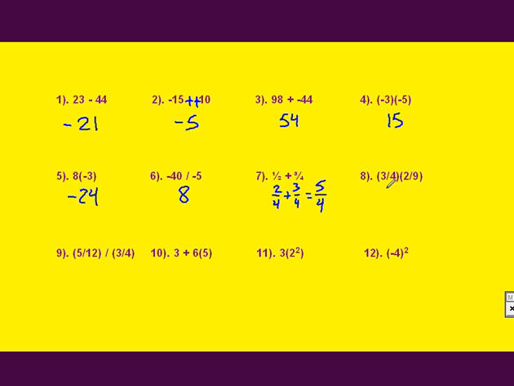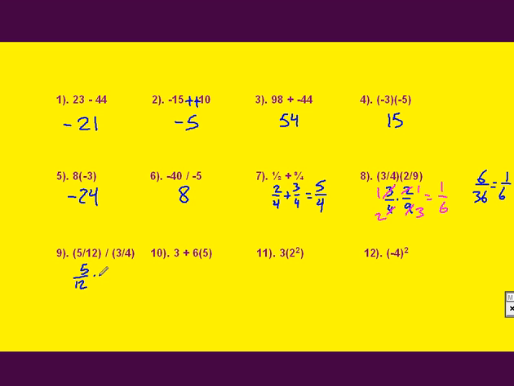And number 8, I'm just going to rewrite it. It was 3/4 times 2 over 9. I'm going to simplify it like so. I can cancel out the 1 and 3, and this becomes a 1 and a 2, and my answer is 1 over 6. My other option, I could have gone right from the beginning and multiplied straight across. I would have gotten 6 over 36, and then I could have reduced it from there, divided both the top and bottom by 6.